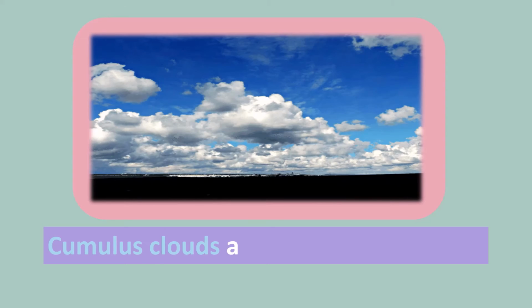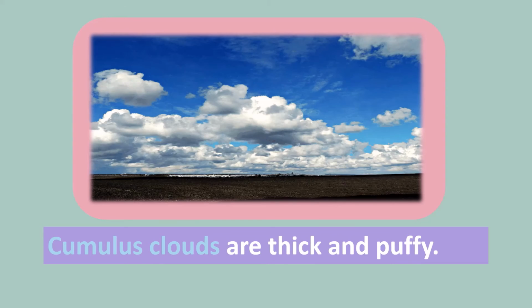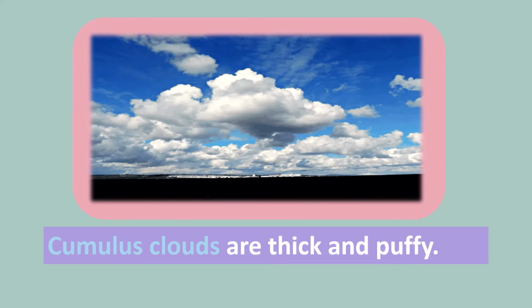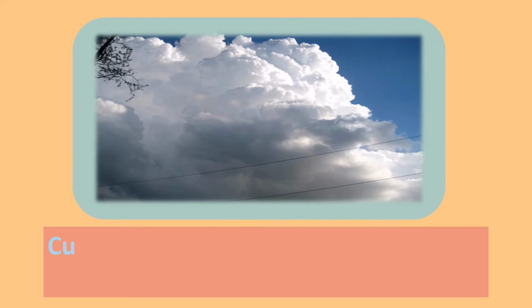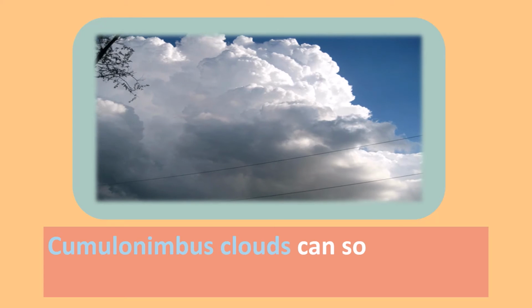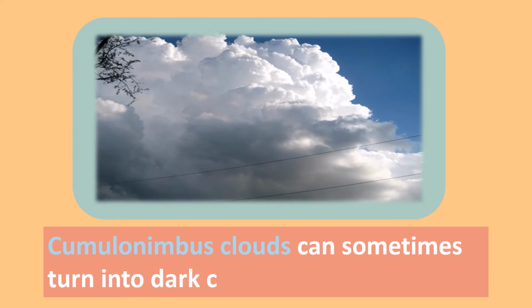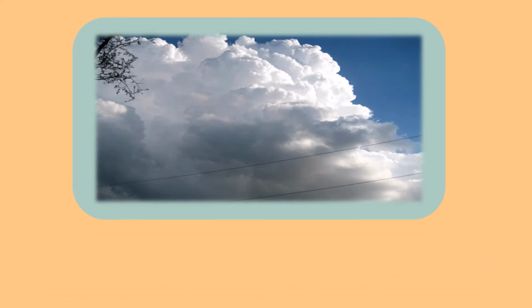Then, we have cumulus clouds, which are thick and puffy. Most of these clouds have a flat bottom. The top of the clouds is round. They can be shaped like a hill. And lastly, we have the cumulonimbus clouds that can sometimes turn into dark clouds. This cloud brings heavy rainfall.